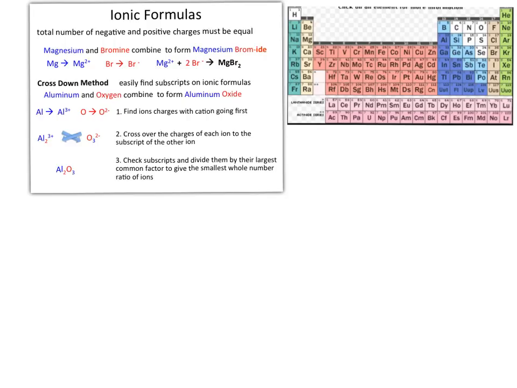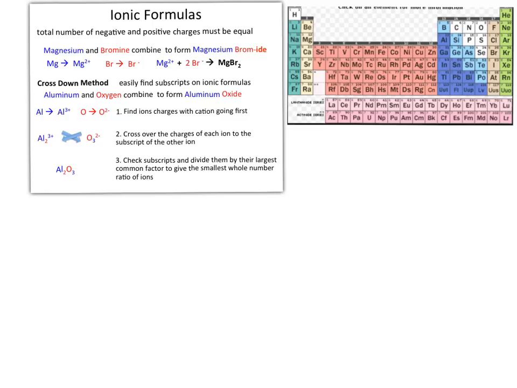So what we're going to be looking at here is how to write ionic formulas. So basically, how to take a named compound and turn it into a chemical formula. Something you have to understand about ionic compounds is that the charges of the cations and the anions have to balance in order to give the overall charge of the molecule. So if you have a neutral ionic compound, the total of the negative and positive charges must be equal.